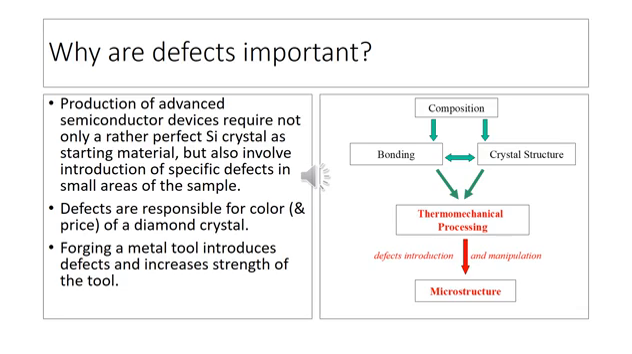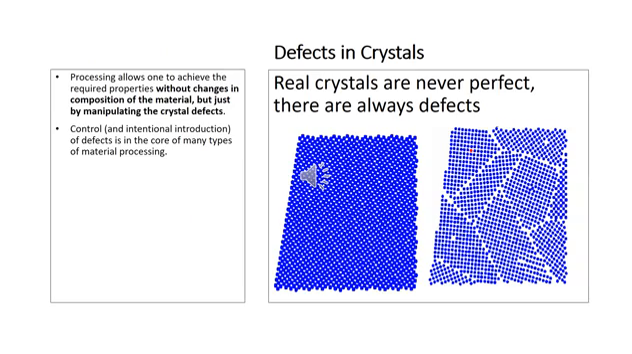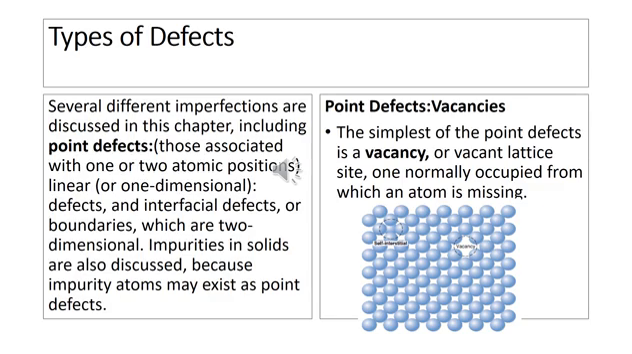thermomechanical processing. In this slide, we have two images, one of an ideal crystal and the other one of an actual crystal, where we start seeing quite a number of defects, and one of the defects that you're going to look at is called a point defect, and the one shown in the figure is called a vacancy, or a vacant lattice site. So in this case, we have an atom that is missing in our structure.